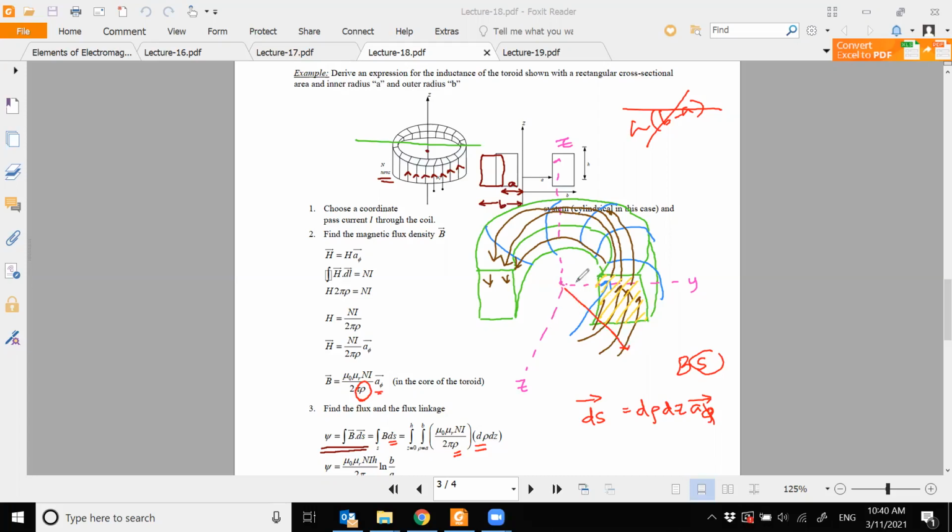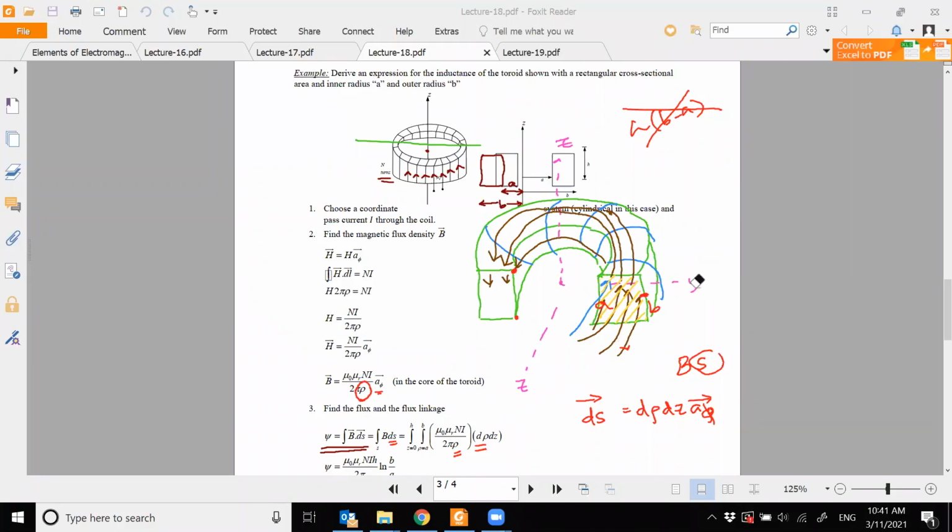Or I would say this is the d rho from here to here. So it takes values from A to B. And dz, what is the height? From here to here, which is from 0 to h. This is how you have to do it.